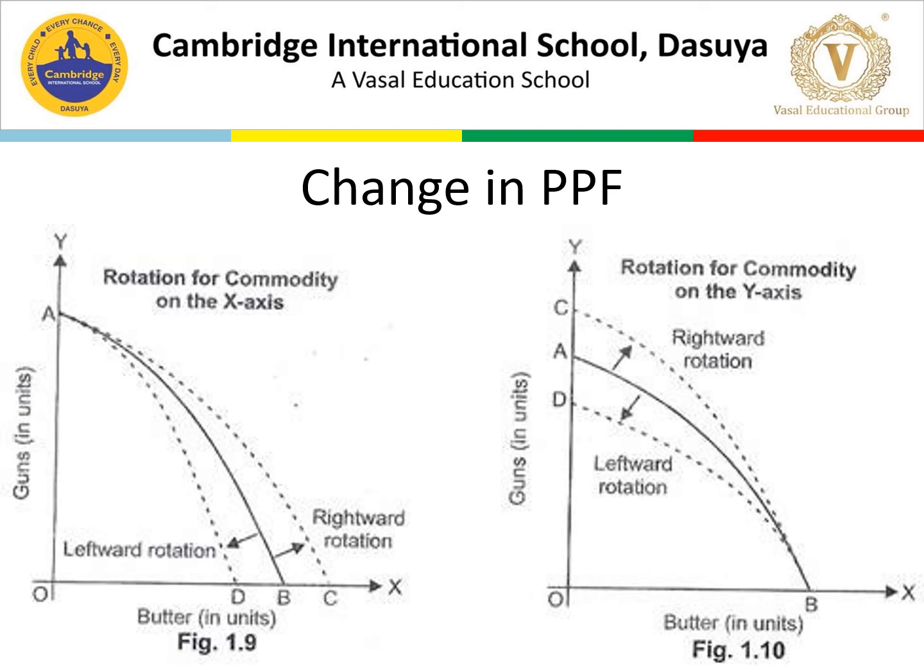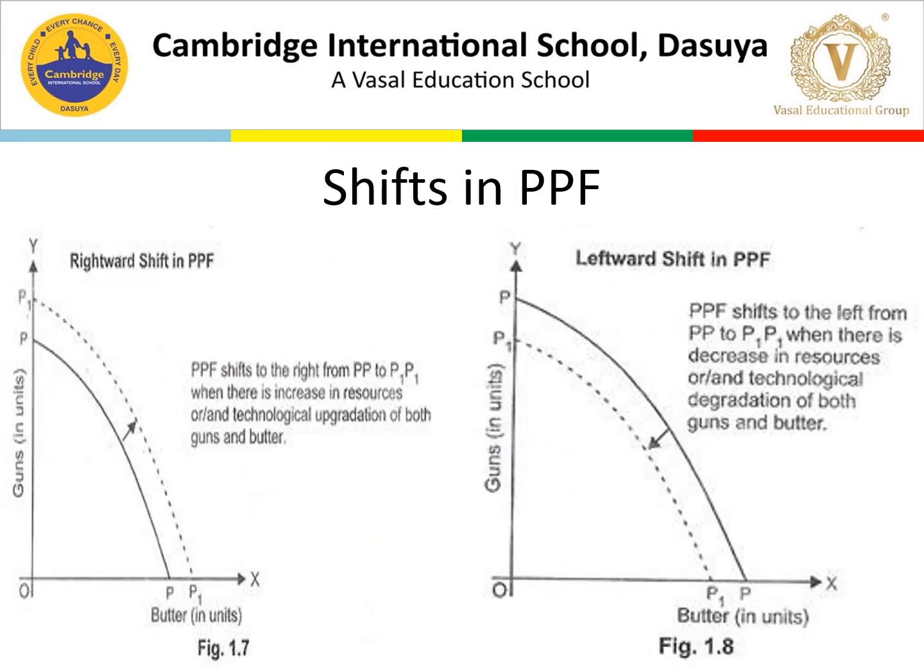So there are two types of rotation. One is leftward, another is rightward, which we can explain with both the x-axis and y-axis. This can occur on both the axes. Now let's move on to the next point.